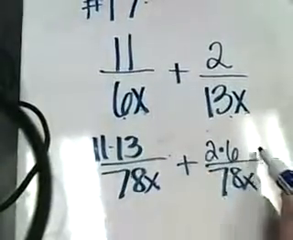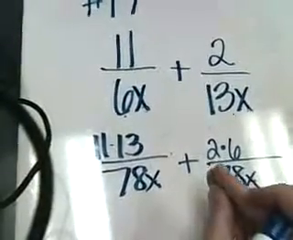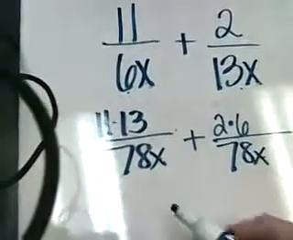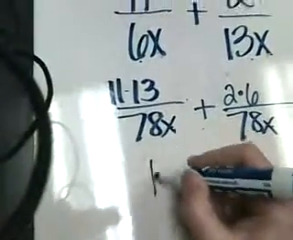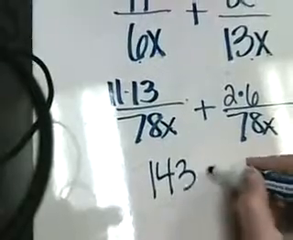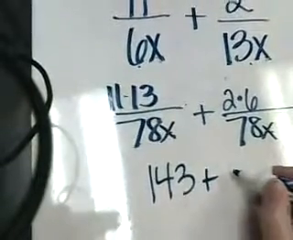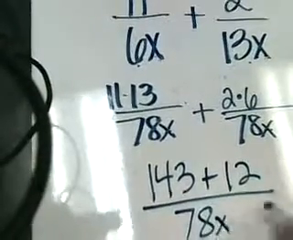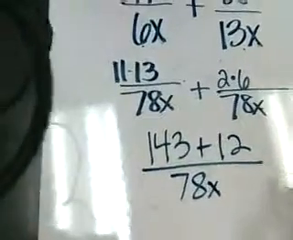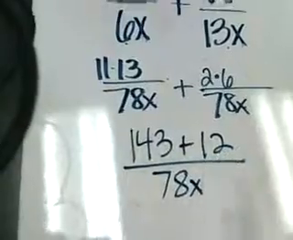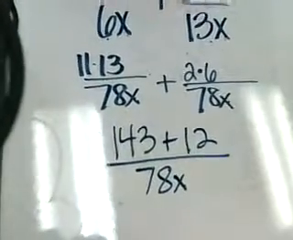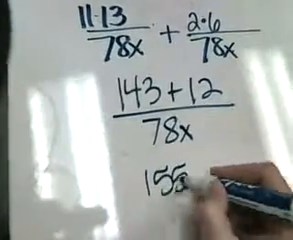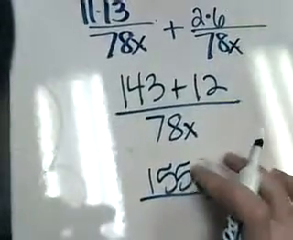Now I'm going to clean the numerators up, and I'm going to squish them together in one fraction. So 11 times 13 is 143. And 2 times 6 is 12. Now I could clean that up even further because I've got like terms here. 143 plus 12 is 155. Oops, sorry, no x's.